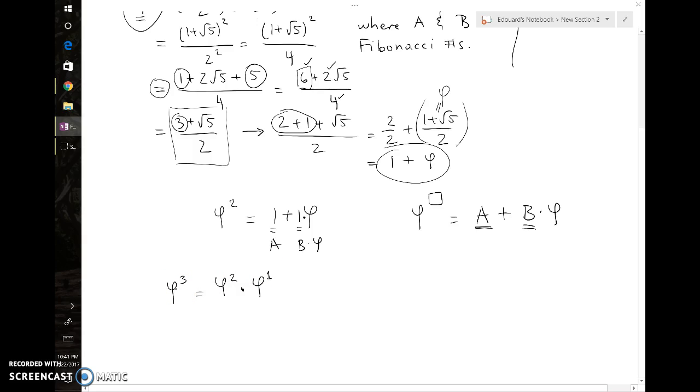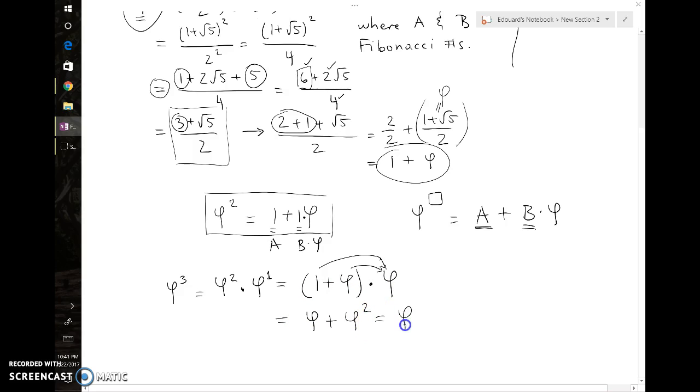Why is this easier? Because I already know what phi squared is from the previous computation. It's just 1 plus phi. So I could replace phi squared with 1 plus phi and multiply that by phi instead. And what do I end up getting? Well, when I distribute here, multiply each of these terms inside the parentheses by phi, I get phi plus phi squared. But once again, I know what phi squared is because I just found it. It's 1 plus phi, so I could replace phi squared with 1 plus phi.